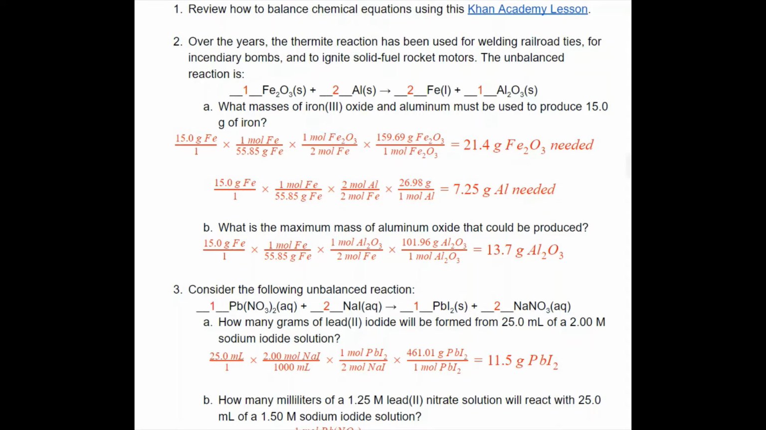So how much aluminum oxide could also be produced? So you could grab any of the numbers that you just calculated, or you could just start again with the 15 grams of iron, which is what I did. So I'm going to convert my grams of iron into moles, mole ratio to get aluminum oxide, molar mass to get grams.